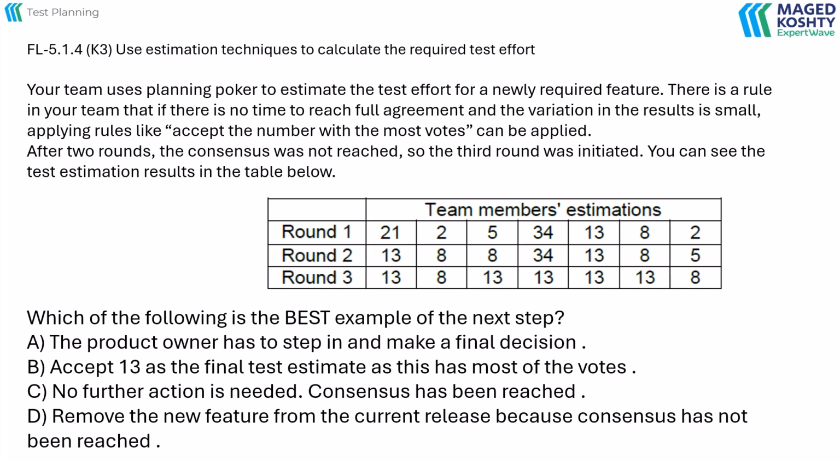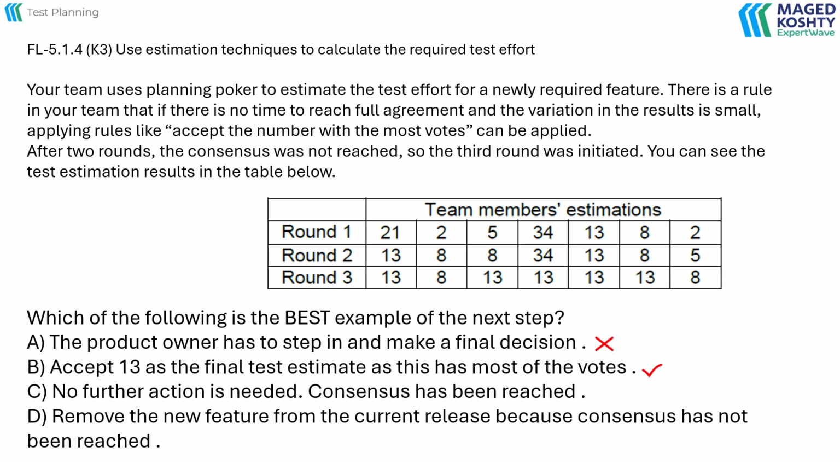The most important sentence in the question is accept the number with the most votes. Forget the first 2 rounds and just consider the last round, round 3. You can see that 13 has the most votes, so we should accept 13 as the final estimate. Let's see what our options are. A. The product owner has to step in and make a final decision. This goes against the mentioned rule of accepting the most votes. B. Accept 13 as the final test estimate as this has most of the votes. Yes, this goes along with our rule.